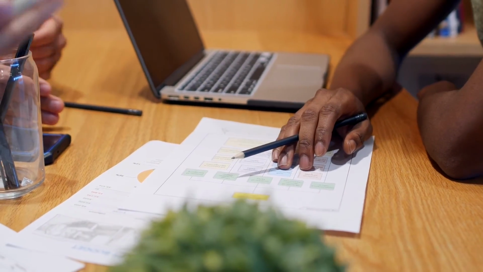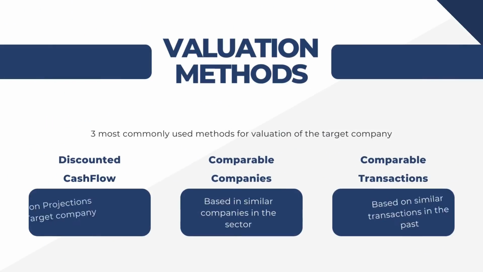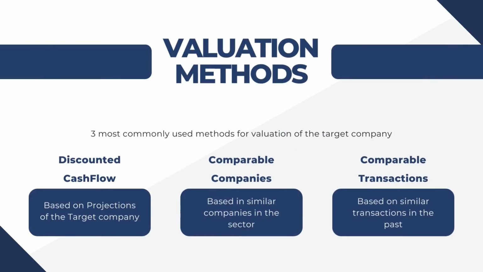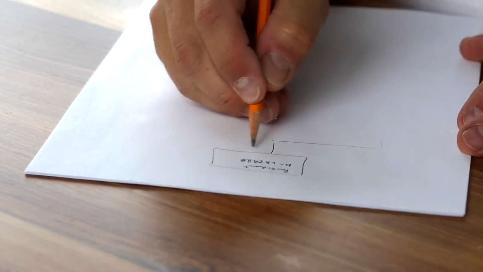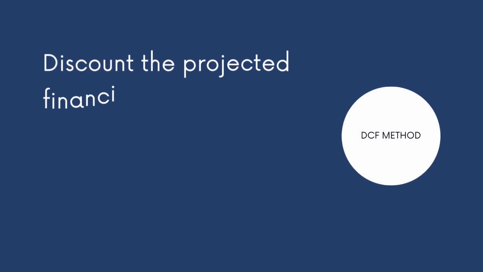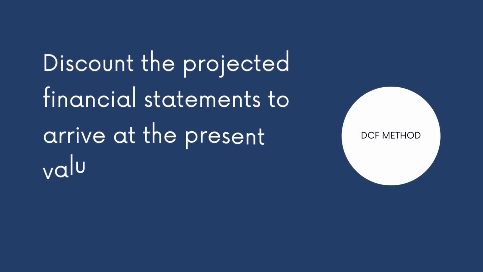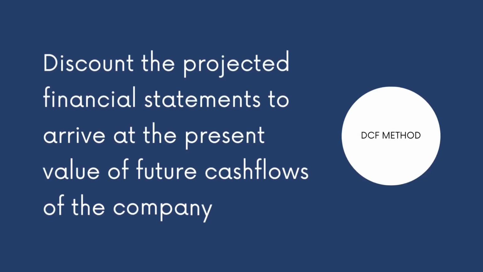There are three main valuation methods that are normally used for valuation of the target company: discounted cash flow method, comparable company analysis, and comparable transaction analysis. In discounted cash flow method, the target's value is calculated based on its future cash flows. Like you take its financials and make projected financial statements for the next maybe 5 or 10 years by using a certain set of assumptions. When you prepare the projections, you discount it to find its present value, and that value defines the target's valuation.